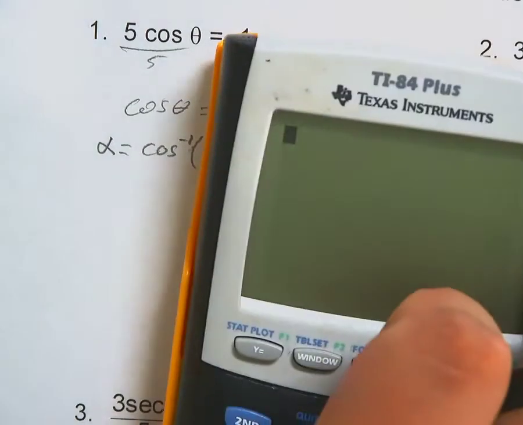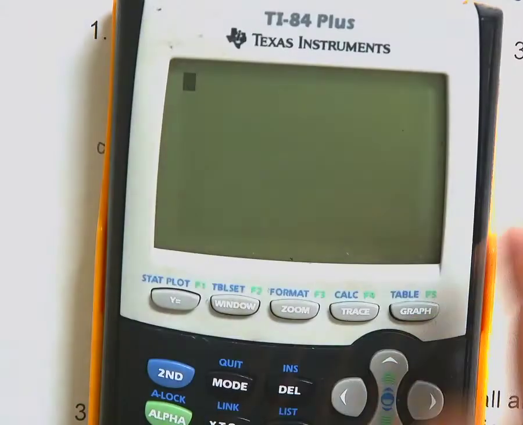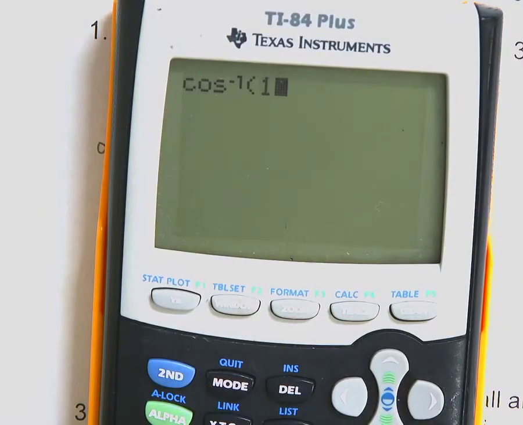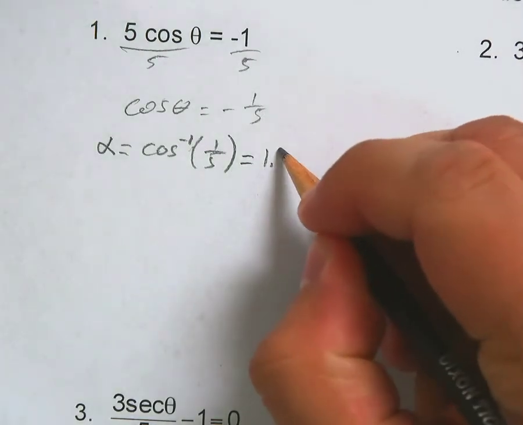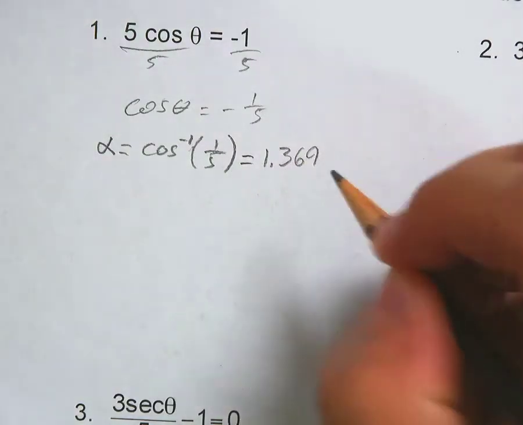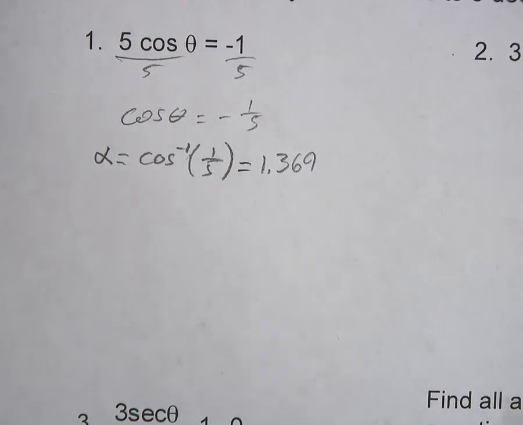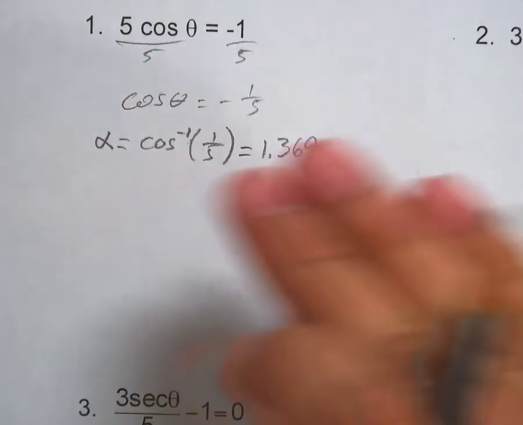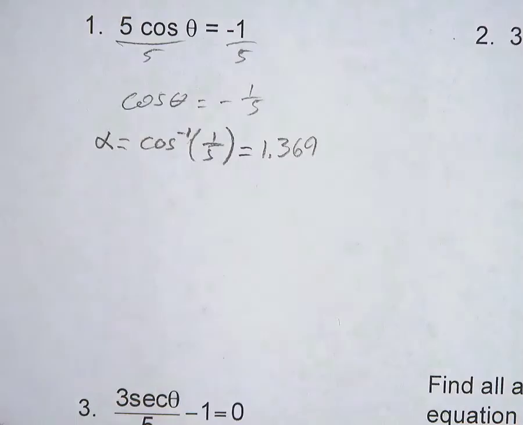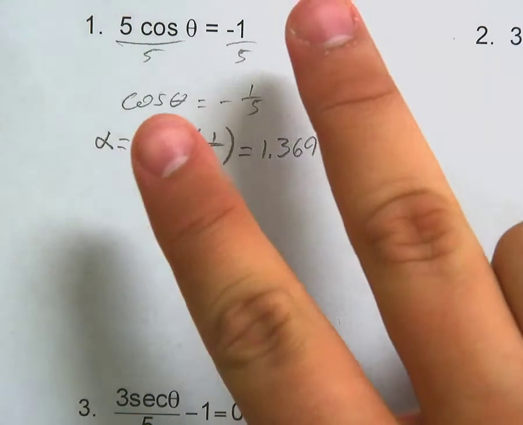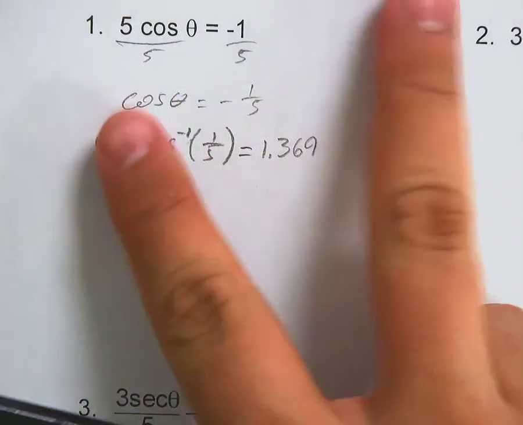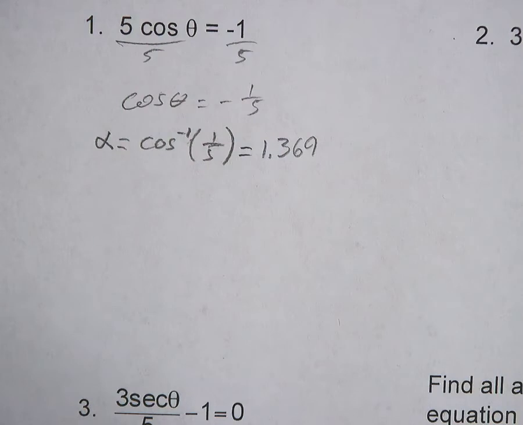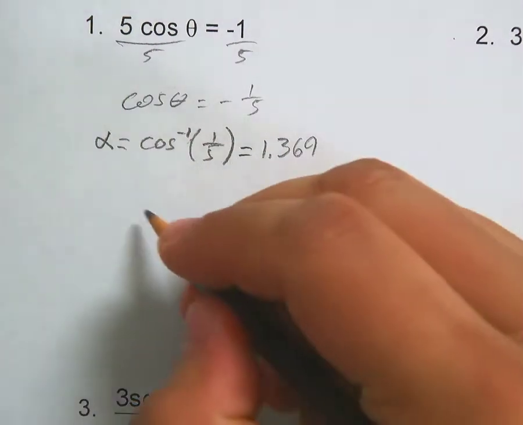So I'll grab a calculator. Inverse cosine, 1 divided by 5. That's 1.369, and those are radians. That's actually an angle. So I come up with alpha, then place it in the quadrants. Those two steps are extremely important: first come up with alpha, second place it in its quadrant. So I came up with alpha, now I'm going to place it in its quadrant.